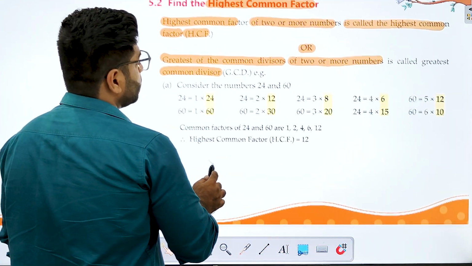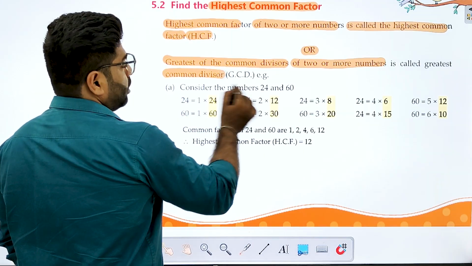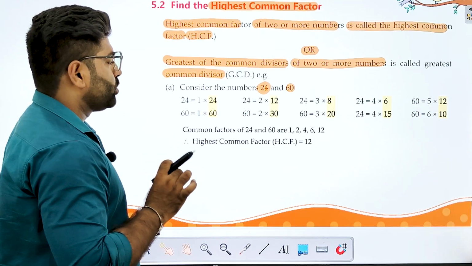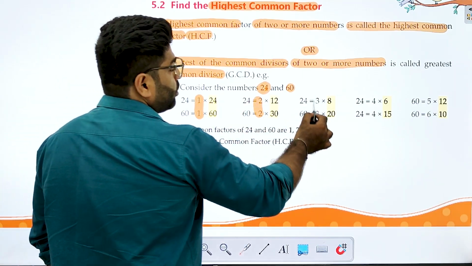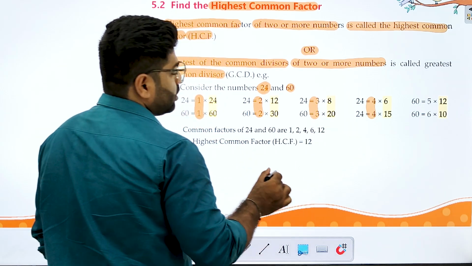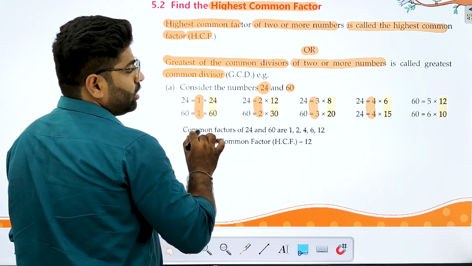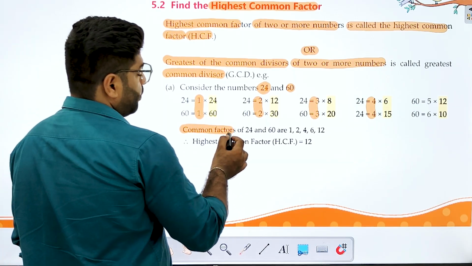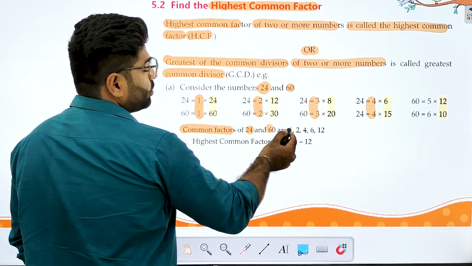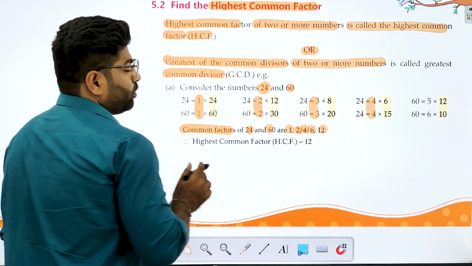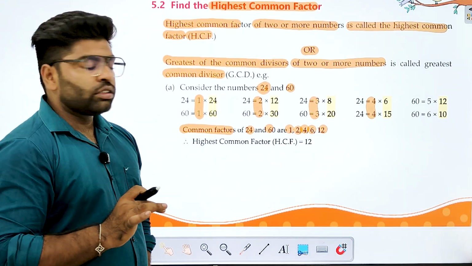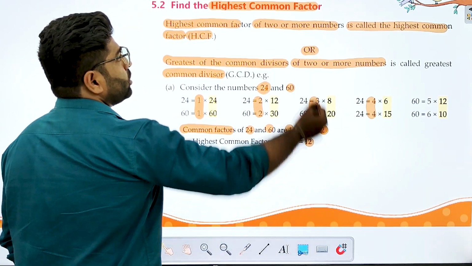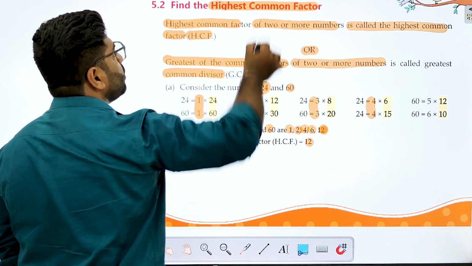Okay, let's see the example. We have 24 and 60, the two numbers. We have to find the common factors of these numbers. The common factors of 24 and 60 are 1, 2, 3, 4, 6, 12. So we have the factors, then we choose the highest factor of these two numbers, that is 12. So this is the concept of highest common factor.